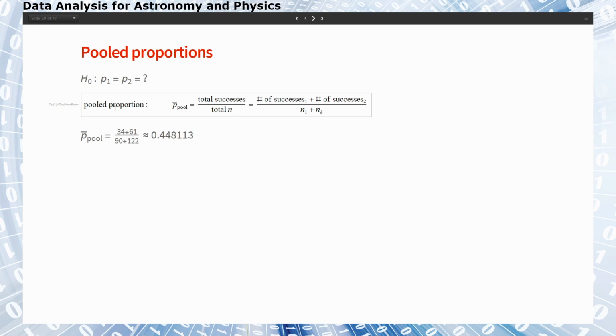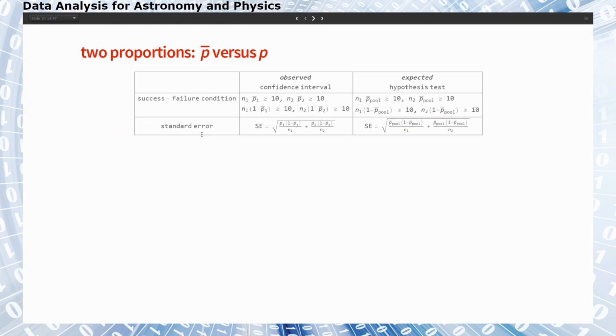In this particular case, 34 out of 90 and 61 out of 122 were the two individual proportions. So here we pool them now. We get a pooled proportion of 0.448. So for the hypothesis test, we use the pooled proportion P bar to compute our test characteristics and to also compute the standard error.